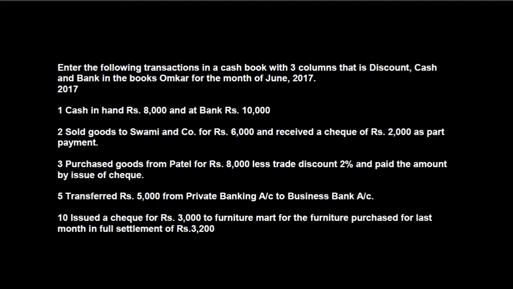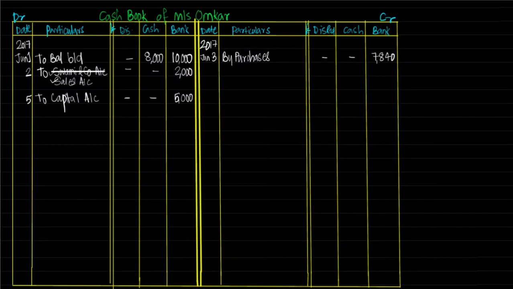Here in this month on 10th June, we are issuing check for the full settlement of 3,200 and this check of 3,000 would reduce our bank balance. So we would write this transaction in the credit of cash book. So on 10th of June, we would write by Furniture Mart. Furniture Mart is receiver, Furniture Mart account debit to cash account, that is bank account in this case. We are giving 3,000 in spite of 3,200. So 200 is saved, which is discount received for us. In totality, the journal entry of this would be Furniture Mart account debit to discount received account 200 to bank account 3,000.